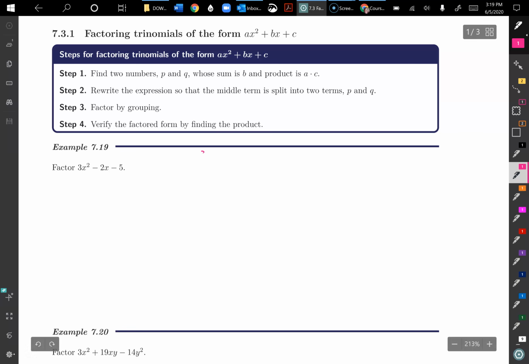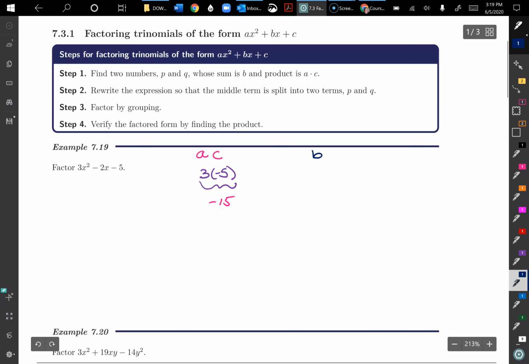So a is 3, and c is actually negative 5, so we're looking at negative 15 as our ac. Now we have to find two numbers, p and q, that when we add them up, sum to b. So it's real clear, I'm not adding on b. I'm just saying what factors of negative 15, when I add them together, will give me b, which in this case is negative 2. Okay, so ac equals negative 15, b equals negative 2.